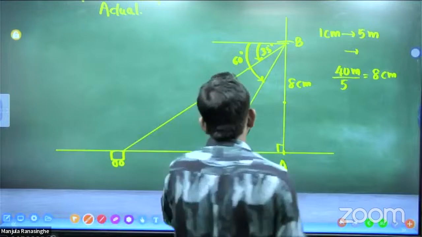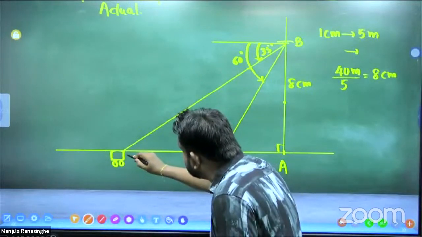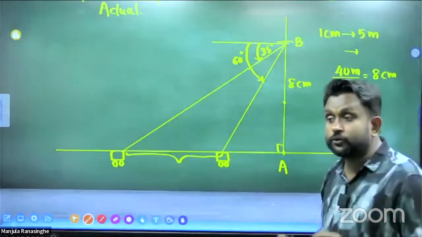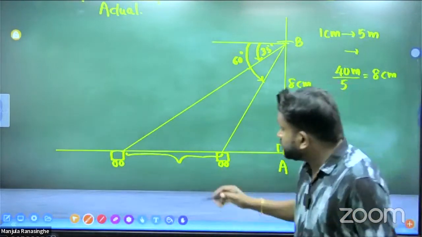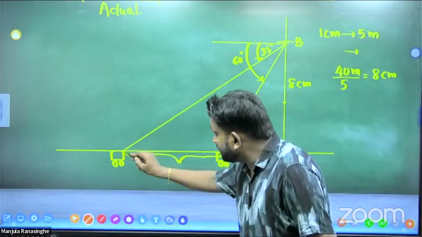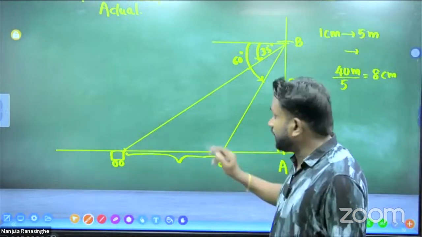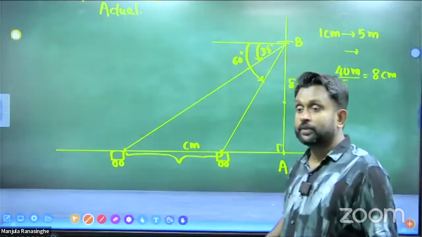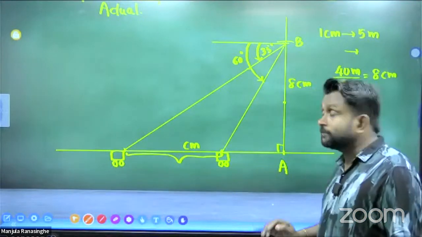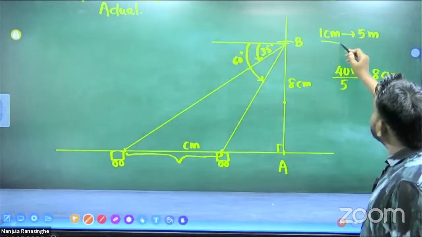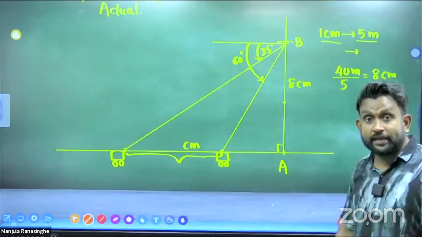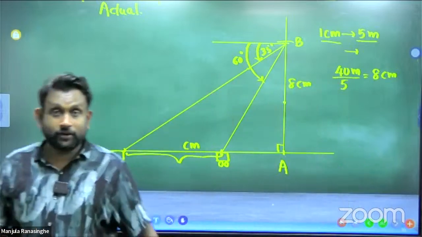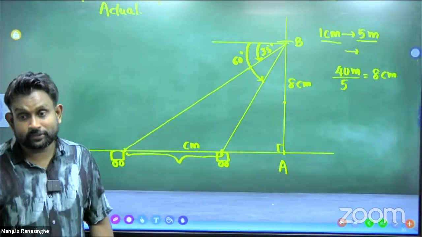Okay, now they're asking to find this actual distance here to here, actual distance. So how to take it, before you take the actual distance, measure the scale length. So you can use a ruler and measure this length, how much in centimeters, measure it by a ruler. Then 1 centimeter means 5 meters in this scale. So just multiply that by 5 and take the meters.